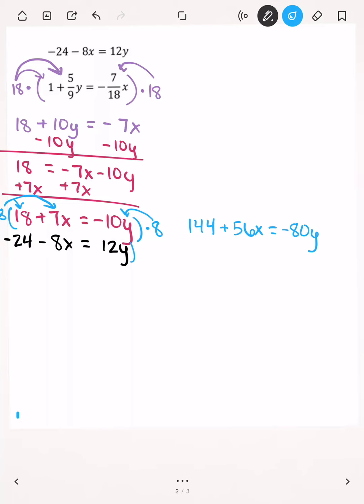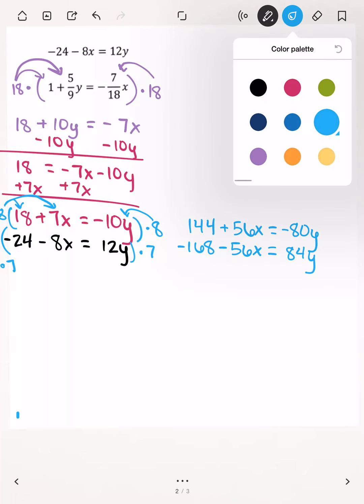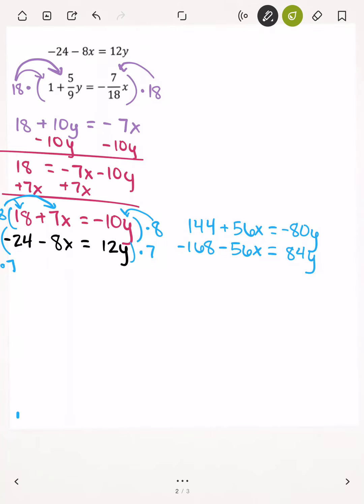I'm going to now multiply the second equation by a 7. 7 times 24, or a negative 24, is a negative 168. 7 times a negative 8x is a negative 56x. And 7 times 12 is a positive 84y. So now that I've done that, I can take my two equations and I can add them.